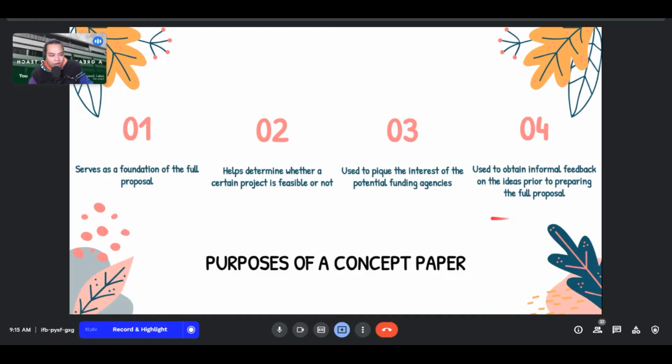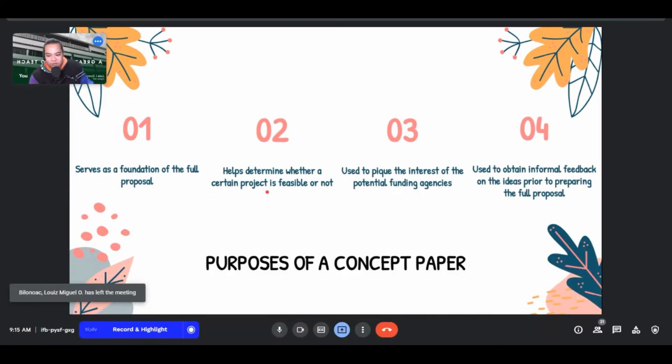Remember, these purposes, much like the position paper, are not always 100% met. Di ba sa position paper, we had three main purposes. It's okay that even though we don't meet one of them, at least we meet just one. Kahit hindi natin ma-meet lahat.